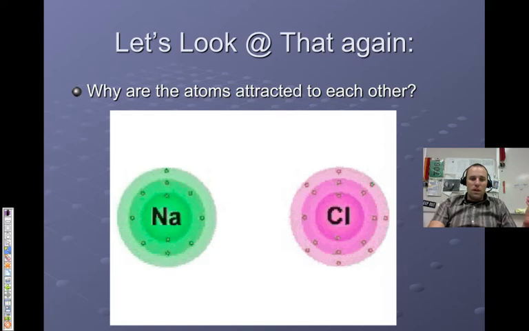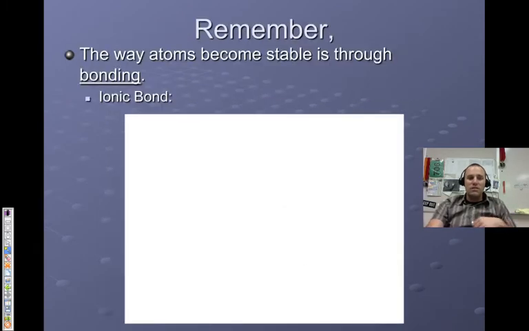If sodium becomes positive and chlorine becomes negative, remember, opposites attract. They are going to be attracted to each other because of the positive and negative charge, their difference, okay? They want to be together.